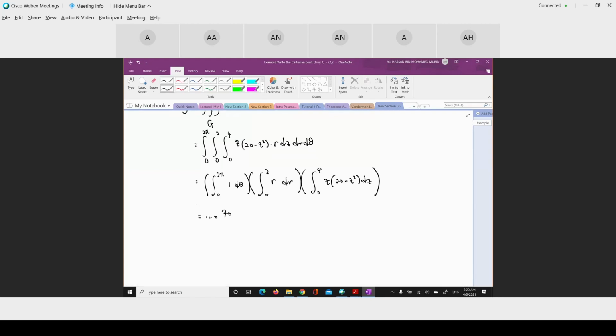We haven't finished yet, because we just got Mxy, the moment with respect to the z coordinate. That's right. We need to do something else.